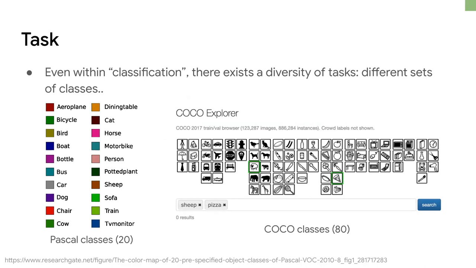The task can also refer to something more fine-grained. So even within classification, you have different tasks depending on what the subset of classes is that you care about. So for example, you have Pascal classes with 20 classes, or COCO classes, which is a superset of Pascal classes with 80 classes. So these are two different tasks.